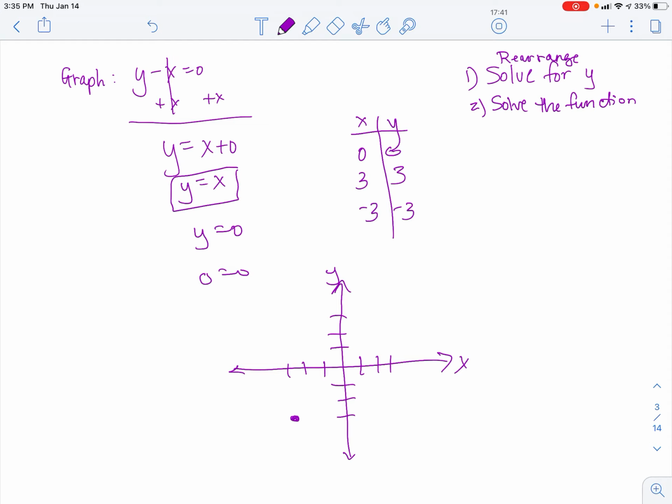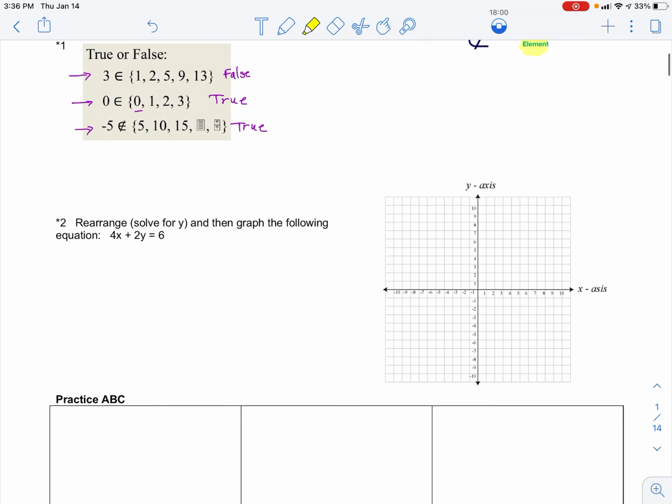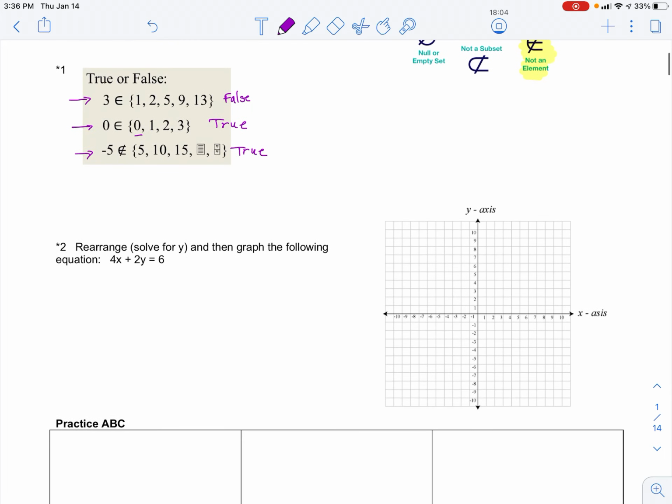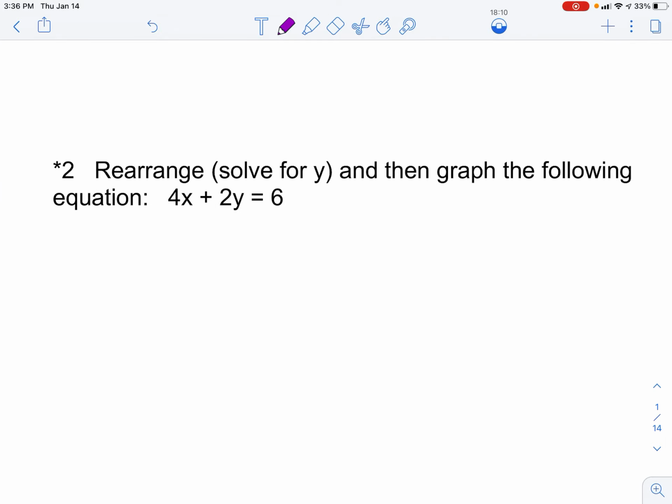-3 is over here. 3 is here. And 0 is here. And there's our line. Missed that center point there. Okay, so there we go. We took that equation right up here that we started with, and we graphed this line right here. Let's go back up to our notes now. Pull your notes right in front of you so we can go ahead and do one so you have it in your notes.